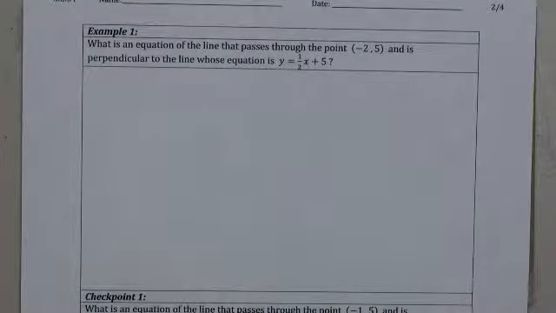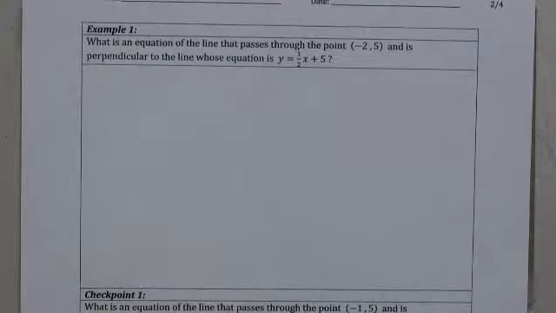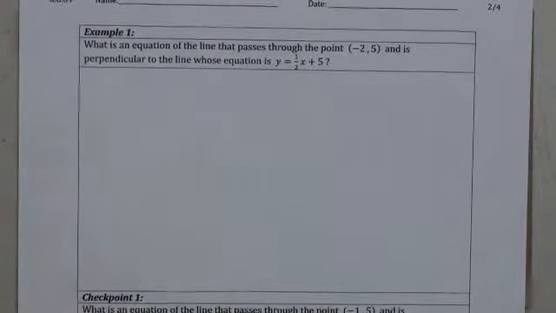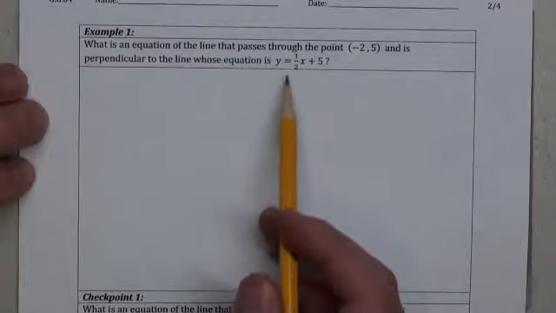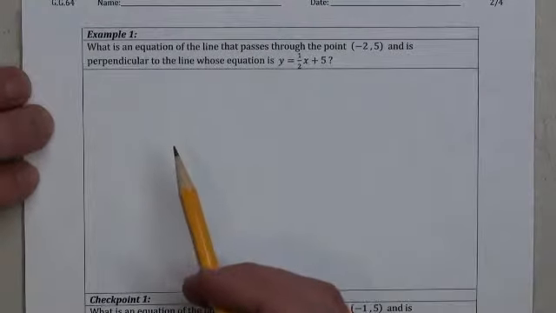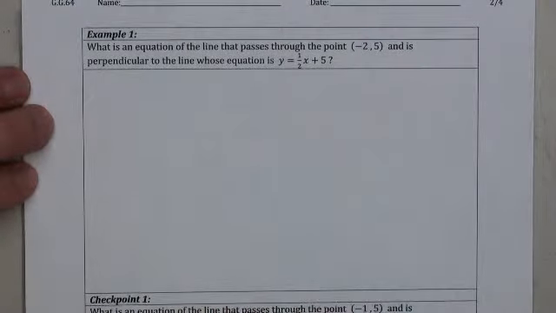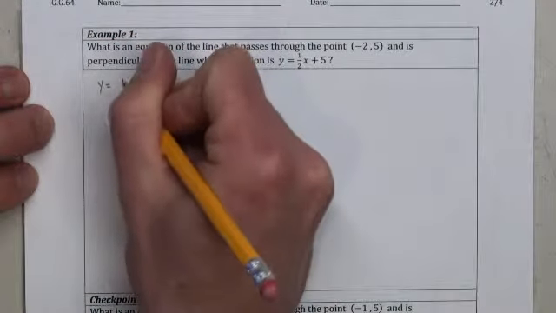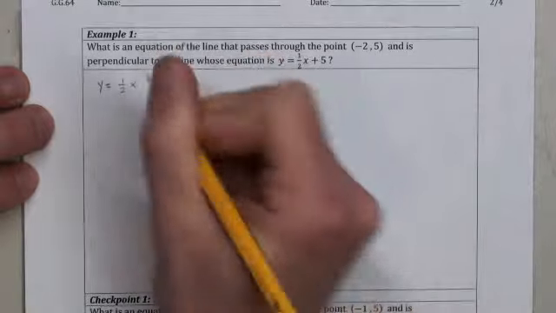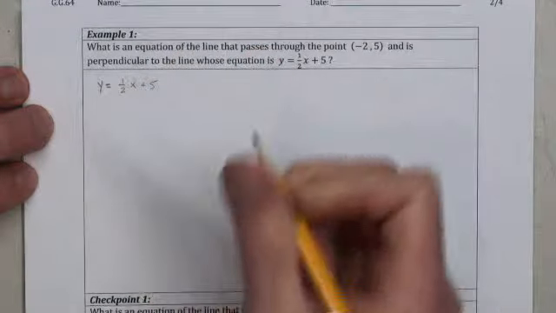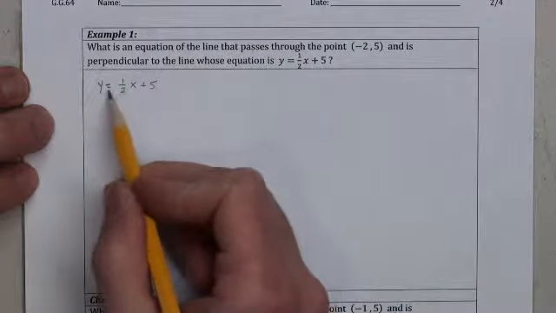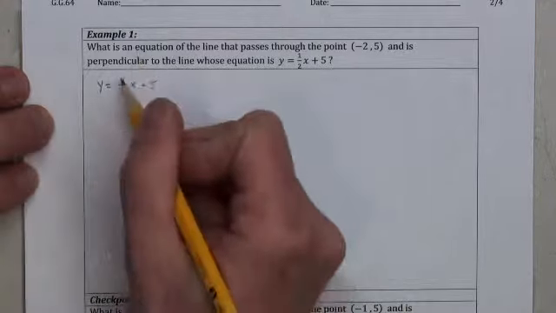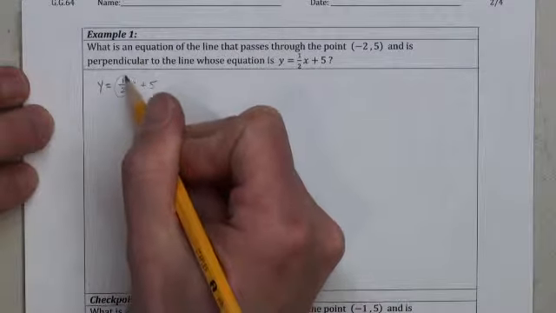What is an equation of the line that passes through the point -2, 5 and is perpendicular to the line whose equation is y equals 1/2 x plus 5? The first step is that we have to rewrite the equation in y equals mx plus b form, but it already is in y equals mx plus b form, so let's just write down what it is. Y equals 1/2 x plus 5. Now, like I said, that's already in y equals mx plus b form. So this is our m.